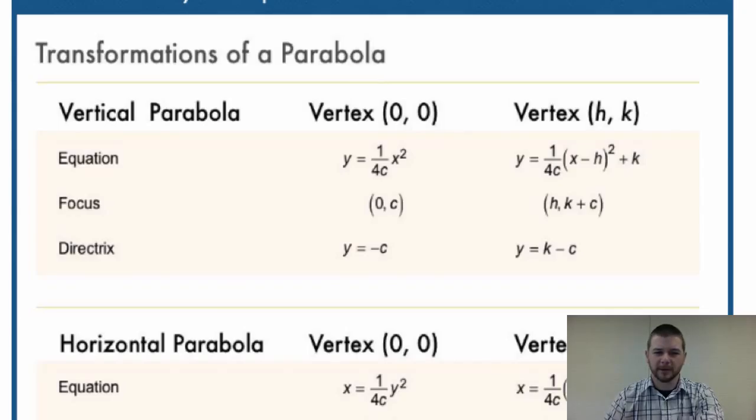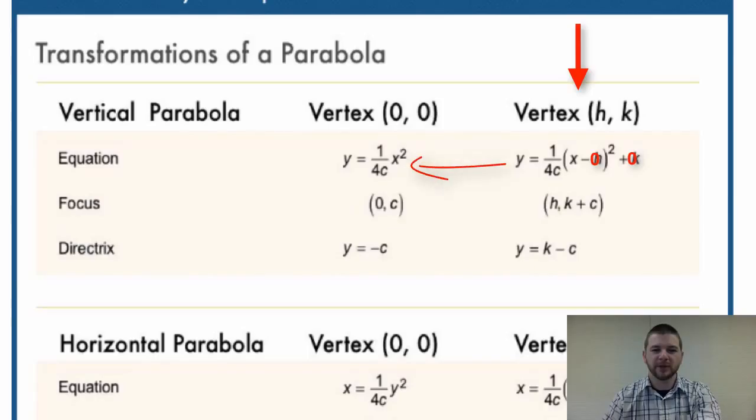Now, note, if we have a vertex h, k, where h of course represents the x value of the vertex, and k the y value of the vertex, the equation of the parabola can be written in the form y equals 1 over 4c, it should look really familiar so far, times the quantity x minus h squared plus k. Take just a moment to consider what happens if h and k are 0 in this form. What you should notice is that the equation simplifies back to the equation we're used to working with when the vertex is at the origin.